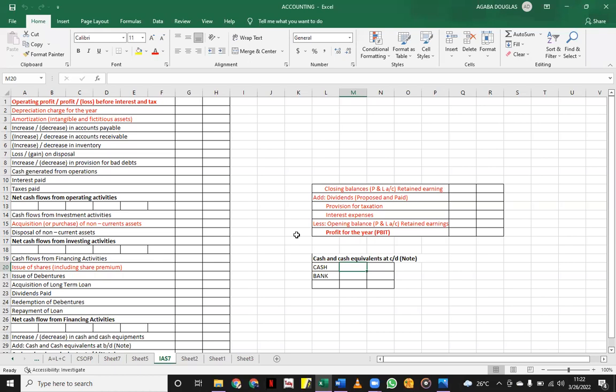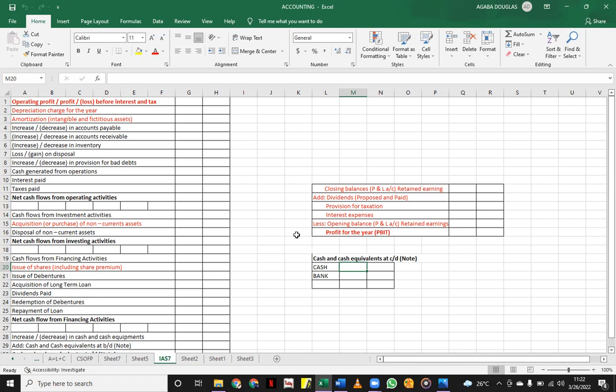The IAS 7 has 3 sections. It has the operating activities, it has the investing activities, and then the financing activities. What is involved under the operating activities? We have 3 subsections under the operating activities: the non-cash items, where we need to do adjustments, and then the working capital, where we also need to do adjustments, and then the taxes or the duties that are paid by the business.